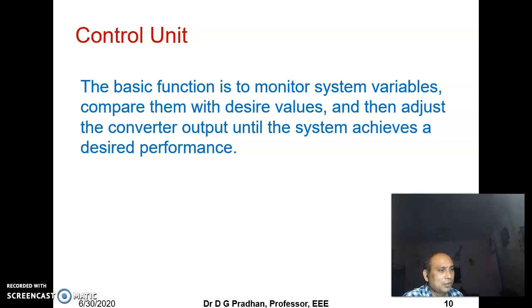So in order to get the desired output, this control unit will provide the required firing pulses to the converters.